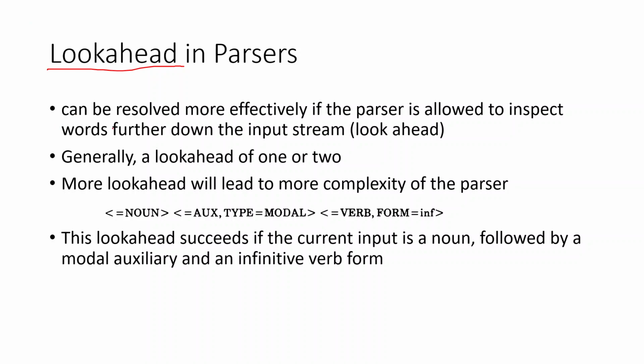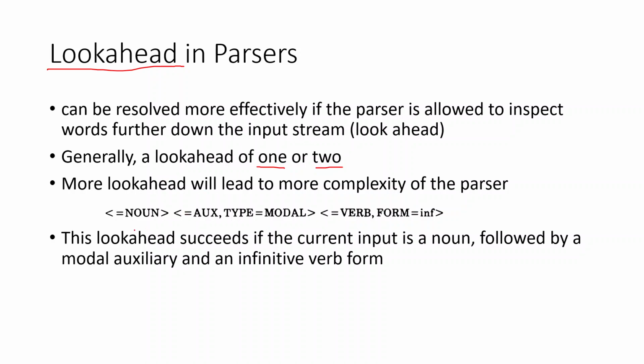So the conflict can be resolved more effectively. The parser is allowed to inspect words further down the input stream, that is the concept of look ahead. Generally, a look ahead of one or two only is allowed, because otherwise, when you design a parser, we said we start with the transition diagram, and the number of states in that diagram becomes extremely large. When the number of look ahead symbols increases, it grows exponentially. So generally we only go for one or two look ahead symbols.